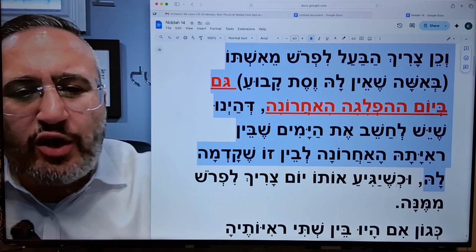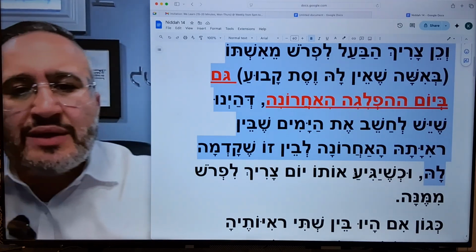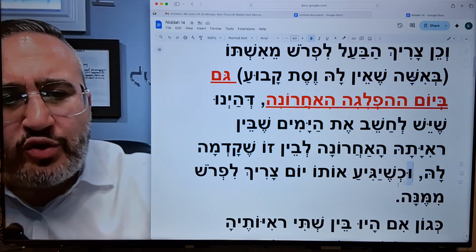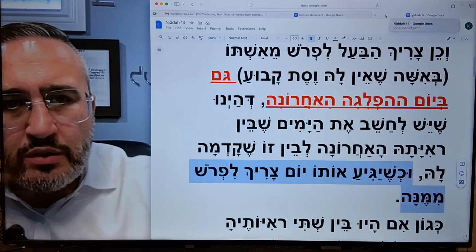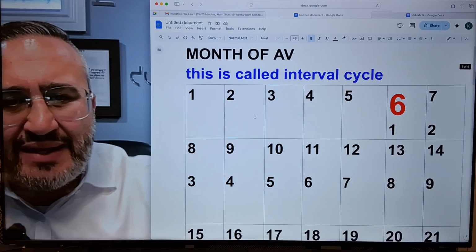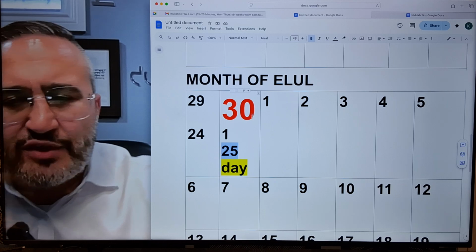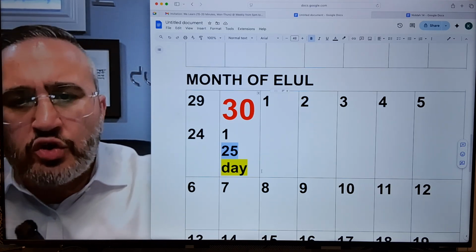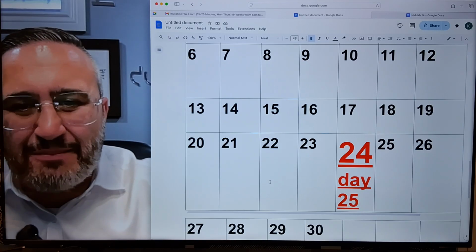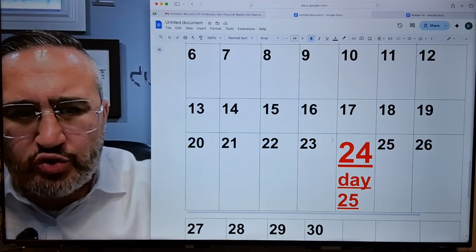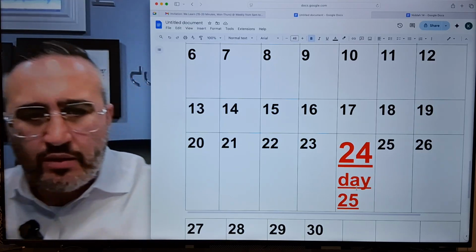Now, when that day again is going to come, you need to go ahead and separate from her. Let me show you over here again. So now that I know that her interval is every 25 days, from here we're going to count 25 days, and now she has to separate from her husband, which is going to be on the 24th of Elul, which is day 25, from the last time that she saw.